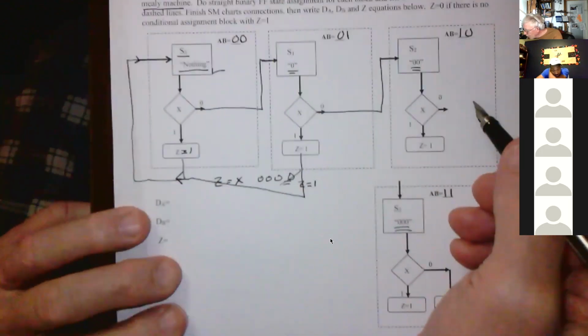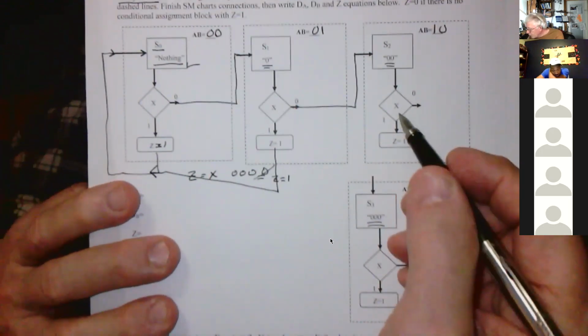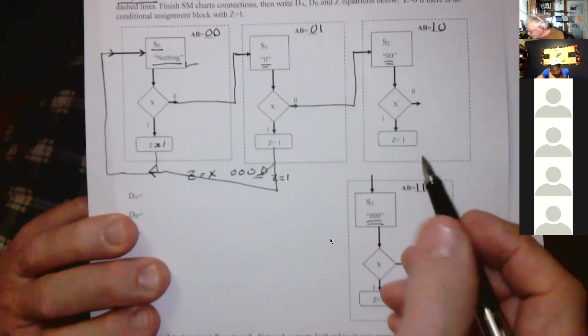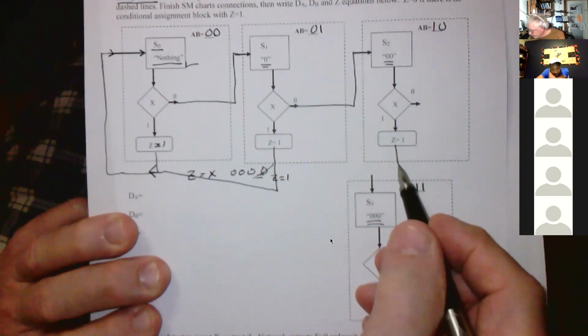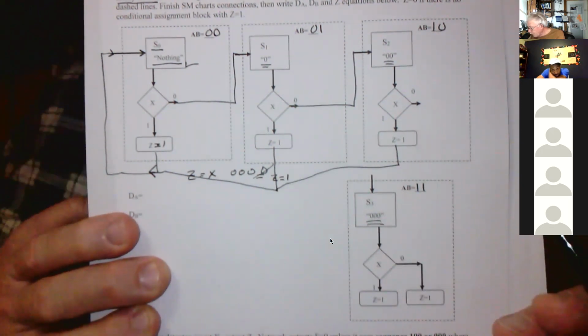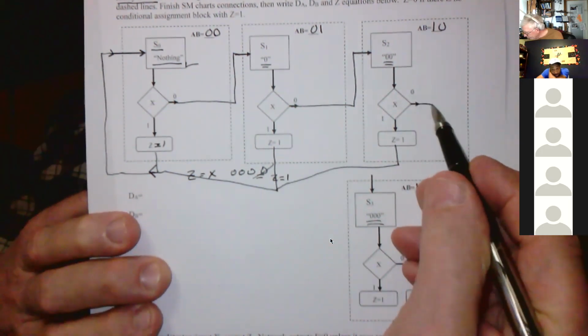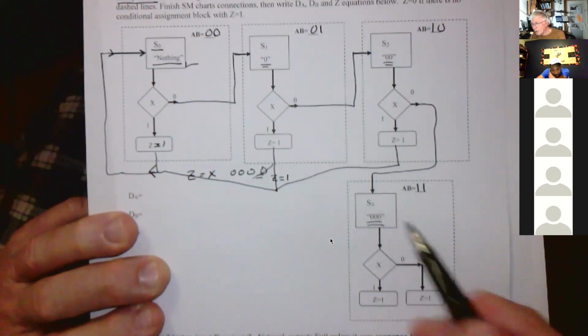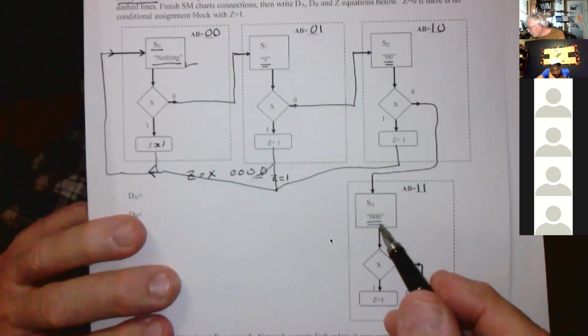Okay, now we're in S2. Same thing. We get a 0 or a 1. Where should we go if we get a 1? Go back to S0. And then where should we go on a 0? You go to whatever the next one is, S3. Now we're in S3.